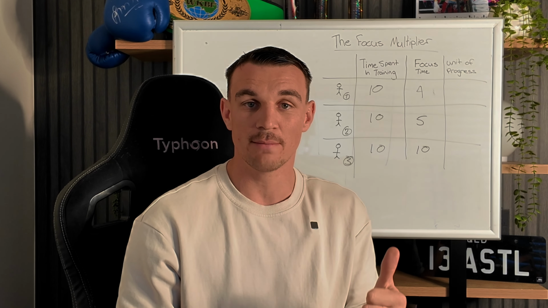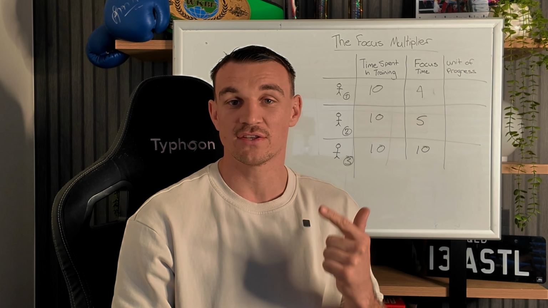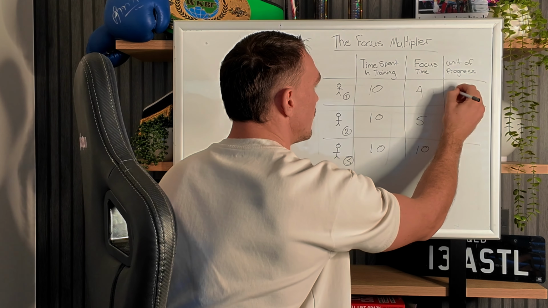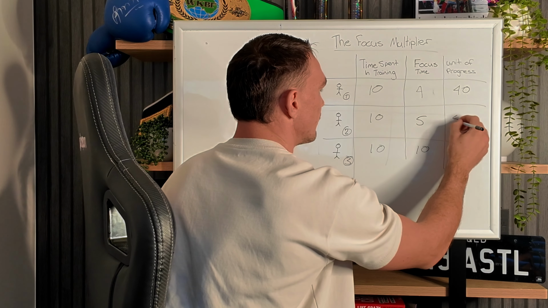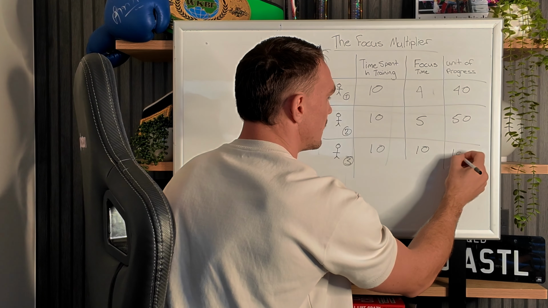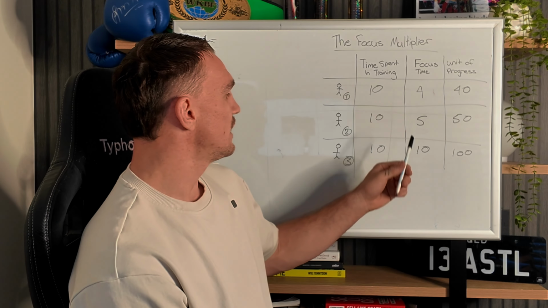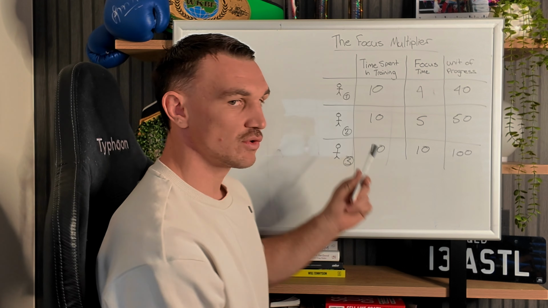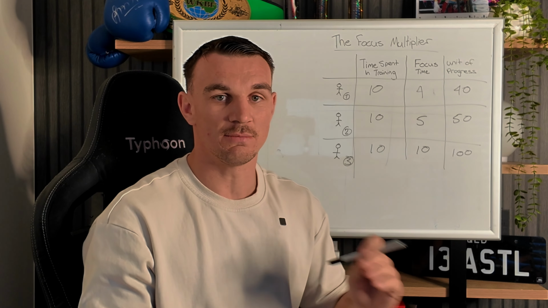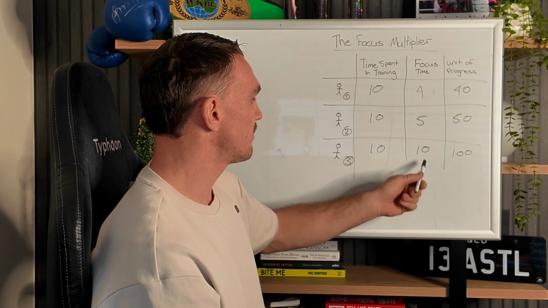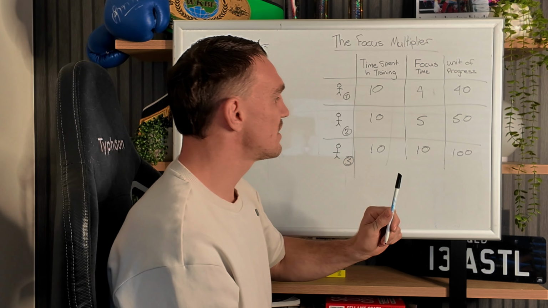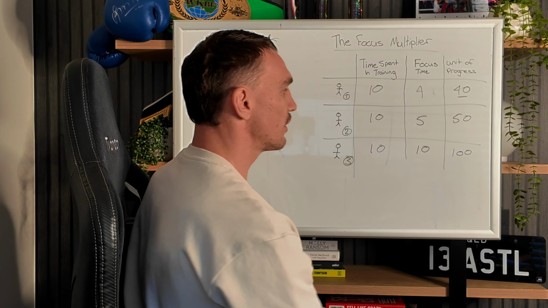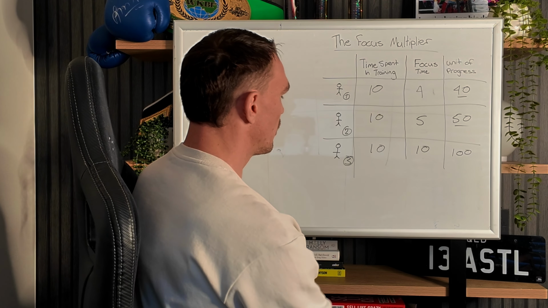So we take the time spent in the gym and we times that by time spent focusing on something. And what we see when we do this, so we go 10 times 4, that gives us 40, 10 times 5, that gives us 50. We go 10 times 10, that's 100. So now what we can see is that although everyone is spending the exact same amount of time in the gym each week, so they're all spending 10 hours in the gym each week, you can see how dependent on the focus time completely changes their unit of progress. So you can see here, person number one makes 40 units of progress, person two makes 50, and person three makes 100.